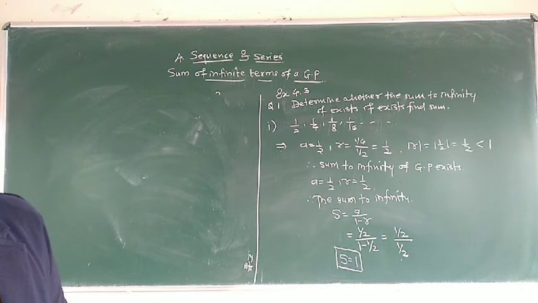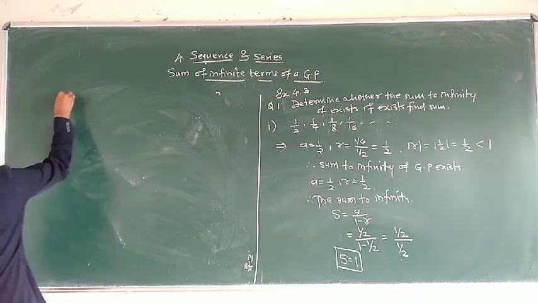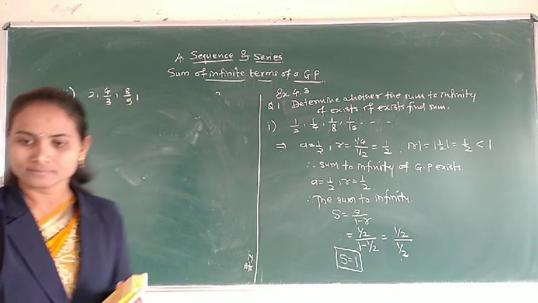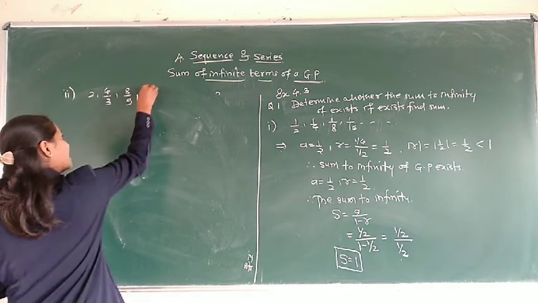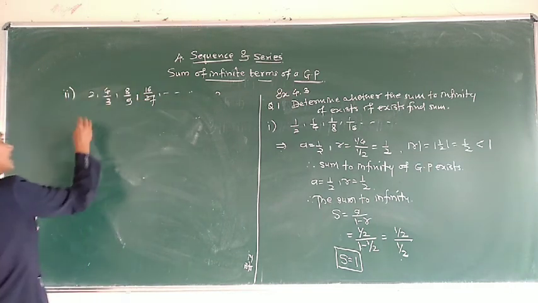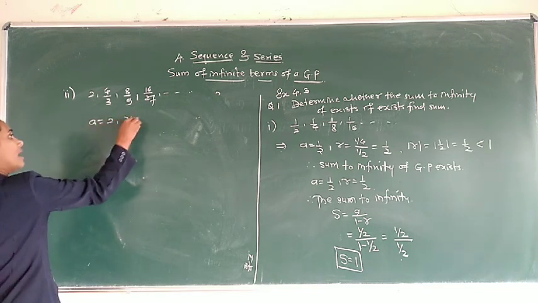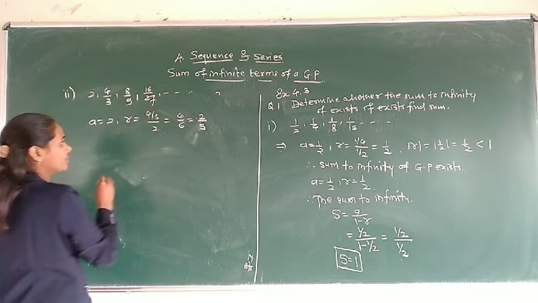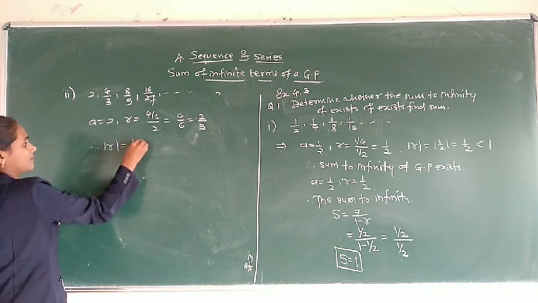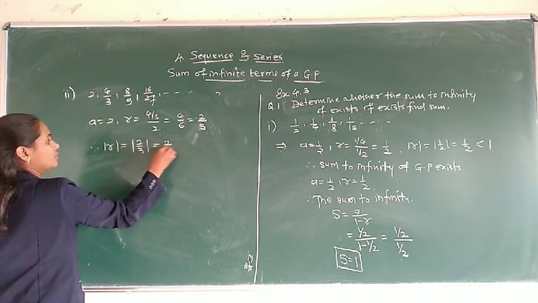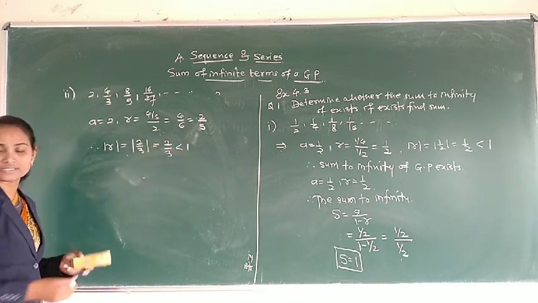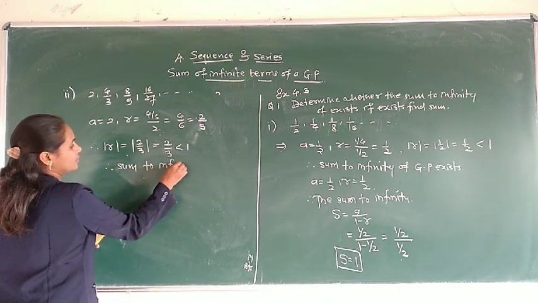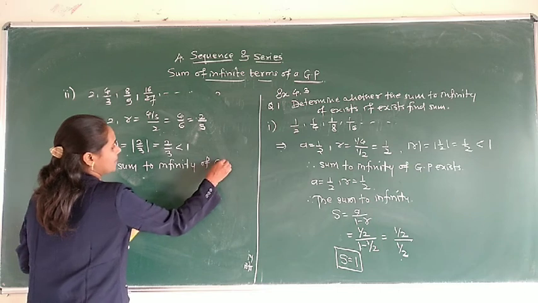Second sequence: 2, 4 by 3, 8 by 9, 16 upon 27 and so on. Again here A is equal to 2, R is equal to 4 by 3 divided by 2, which is equal to 4 by 6, that is equal to 2 by 3. Therefore modulus R, mod 2 by 3 is equal to 2 by 3, which is less than 1. Therefore sum to infinity of GP exists.